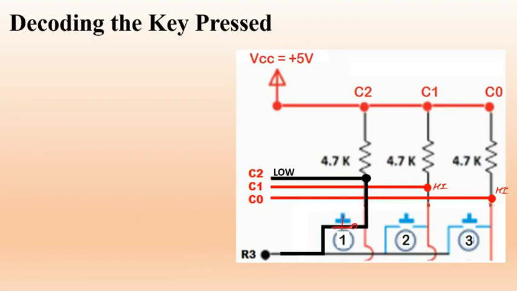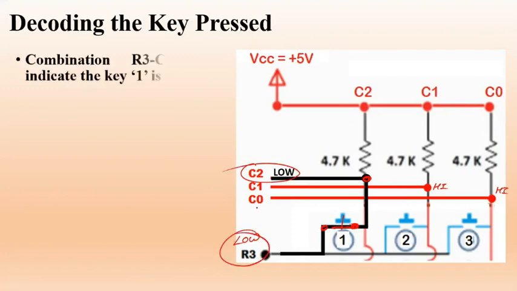So the voltage here and here will become same. So here it was low. Okay, so this node will become low. This node becomes low. So now you can detect C2, R3. Okay, knowing this combination C2R3, you can say that key number 1 was pressed.